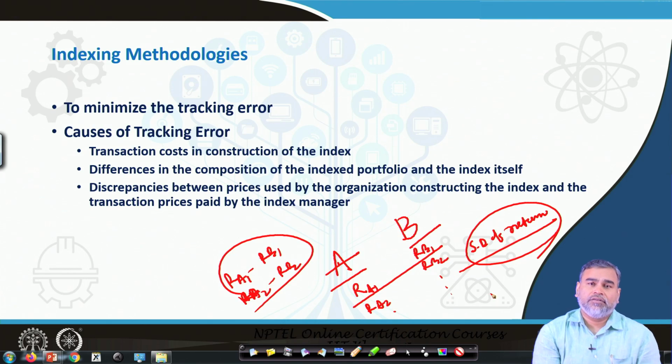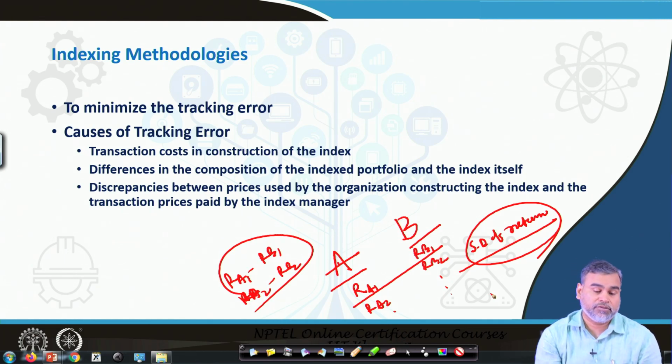And why is there an error? You are mimicking this portfolio, you are simply replicating that portfolio, but still there is error. Why does that error happen? That error happens because of the transaction cost. Whenever you are investing in all those 20-30 assets, we have to bear a certain kind of transaction cost, which is a huge cost. The transaction cost is not there whenever we are getting the index value from the market.